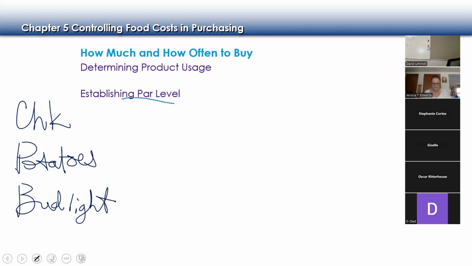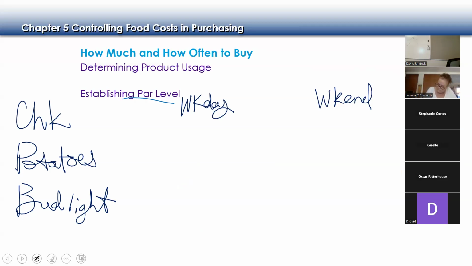Okay. Chicken, potatoes, and Bud Light. We have a weekday, and we have a weekend. Our par is a little bit different because it's based on what we use. If our daily usage is the same all the way across the board, we can just simply multiply, right? Because if we have 4 days and we use 2 things each day, 2 times 4 is 8. That's our par. If we have different daily usages, we just have to add them all up because we can't just multiply straight across.